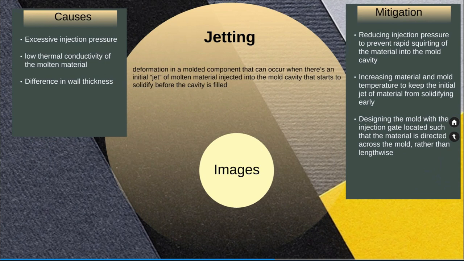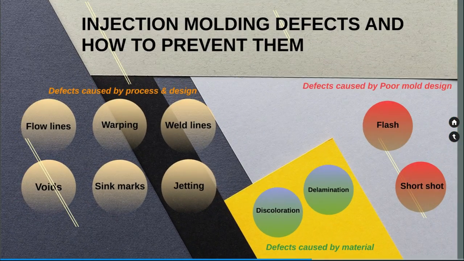And the last is designing the mold with the injection gates located such that the material is directed across the mold rather than lengthwise. So instead of placing a gate only on one side, you can distribute multiple gates on different sides with proper spacing, so that the jetting can be avoided and material flows or fills the mold cavity more uniformly. So these are the defects caused by process and design.